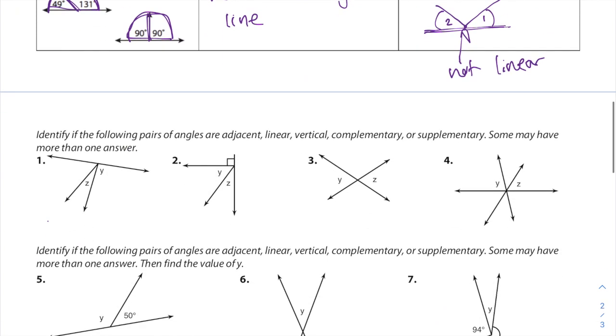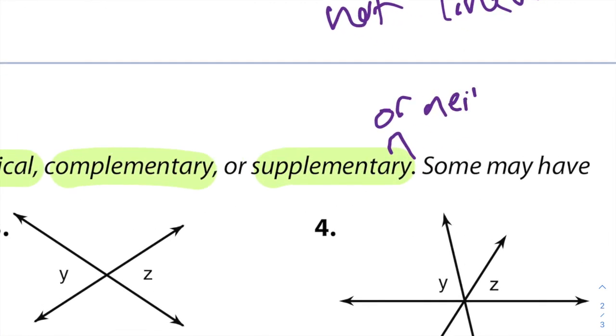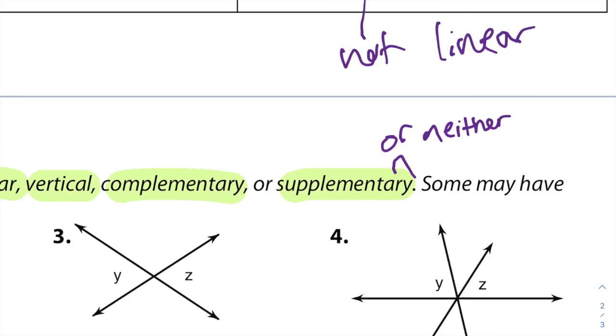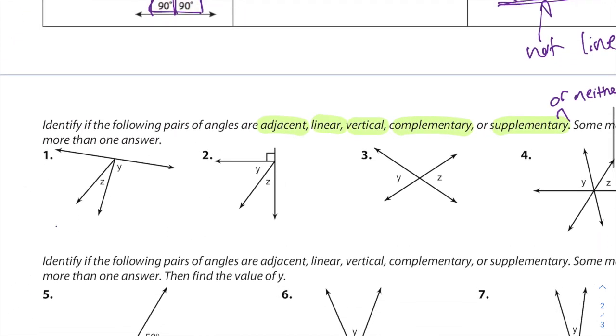So let's go through some examples now. These examples are saying we need to identify if these are adjacent, linear, vertical, complementary, supplementary, or neither, because it's possible that they're none of them. Oh gosh, my handwriting is so bad. I'm sorry, guys. Neither. All right, so let's look through one. And just keep in mind that they can have more than one answer.